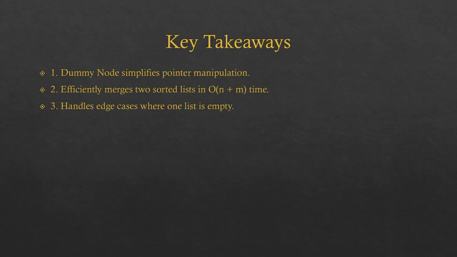Key takeaways from this solution. Using a dummy node simplifies pointer manipulation, allowing us to merge the two lists in linear time, or big O of n plus m. This approach is efficient even when one of the lists is empty.